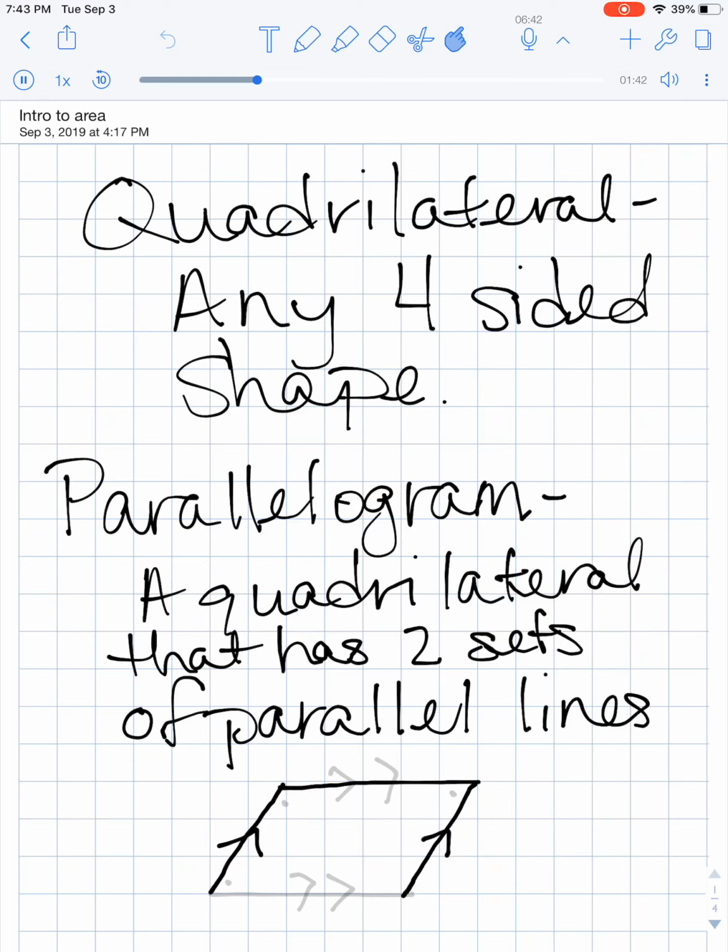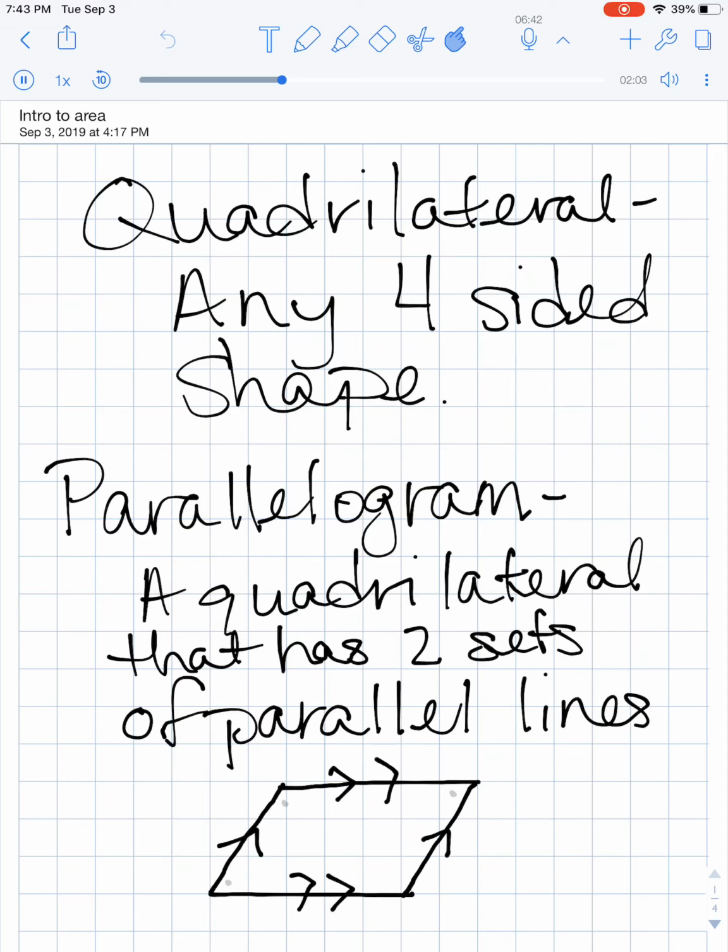And then this one across and this one across the bottom, those are also parallel to each other, but they are not the same equality as the two on the sides. So they get two arrows each. So that is a parallelogram.